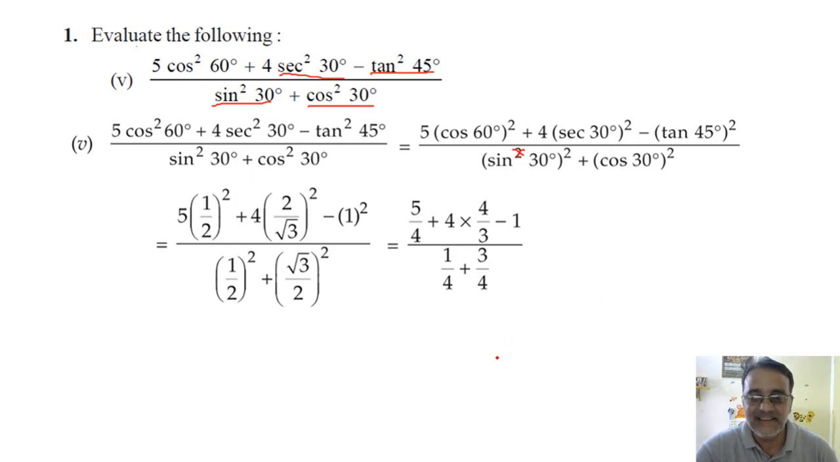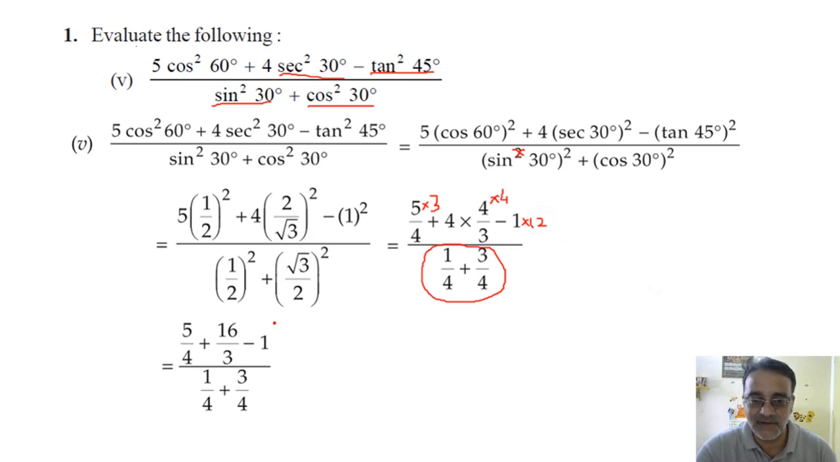Now we are going to take LCM in numerator and denominator also. So the denominator 1 by 4 plus 3 by 4 will become 4 by 4, and that will be equal to 1. And what is the LCM of the denominators in the numerator part? 12. So here into 3, and here into 4, and here into 12.